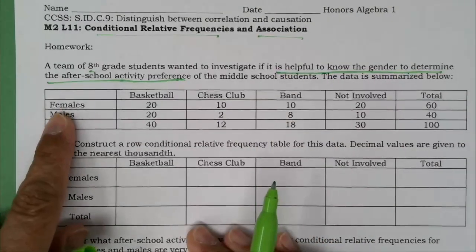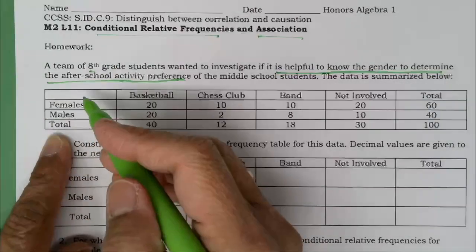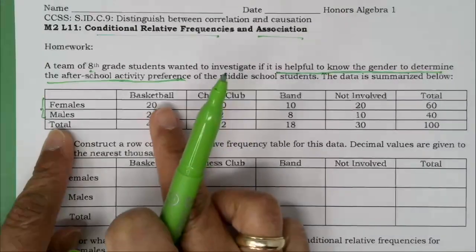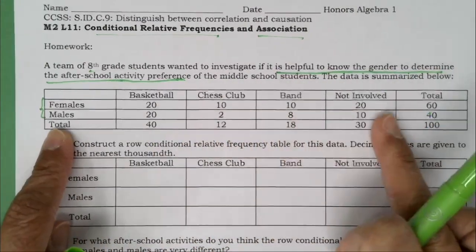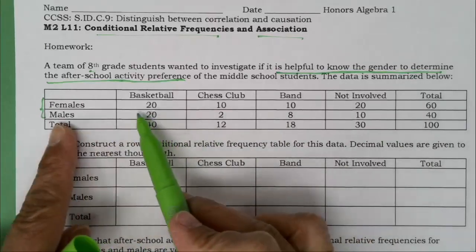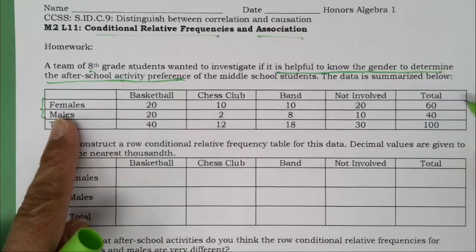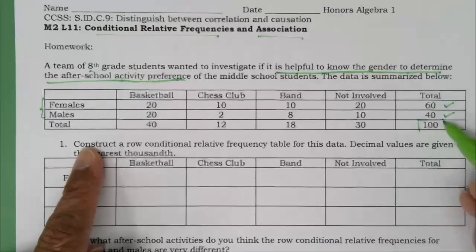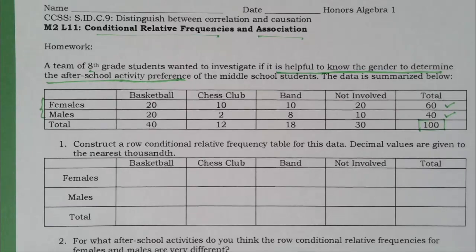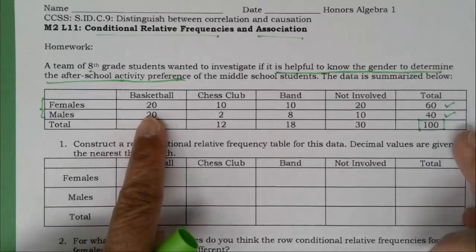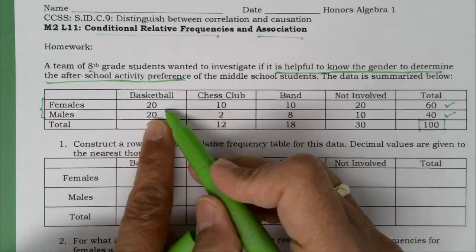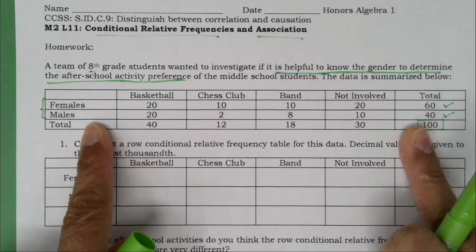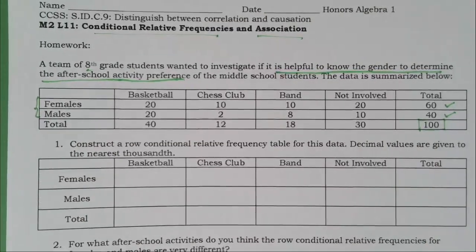So on this side of the table, we have the gender, the males and the females, and then we have the choices, namely basketball, chess club, band, and not involved. Okay, so for the number of females being interviewed, there were 60. For the males, there were 40, and all in all, there were 100 middle school students who were interviewed. And of the 60 females, we have 20. Okay, so this is the breakdown of the number of students who participated in the survey.